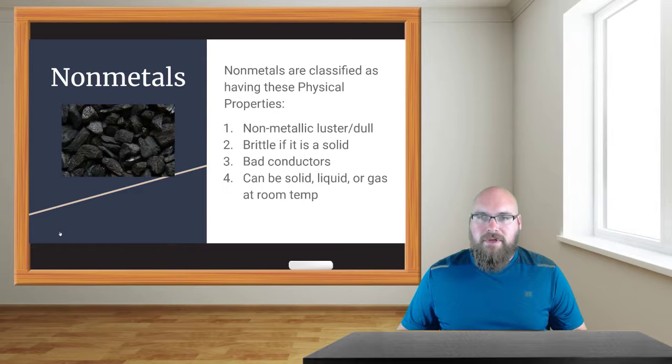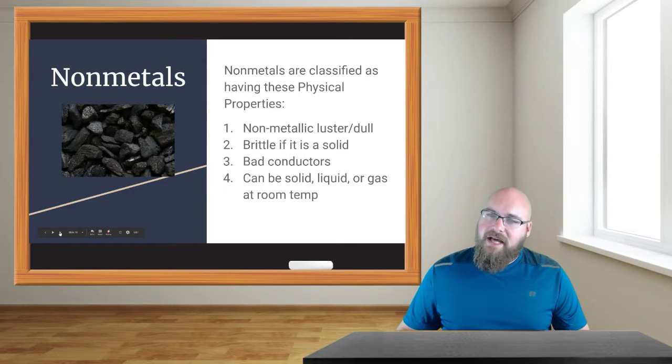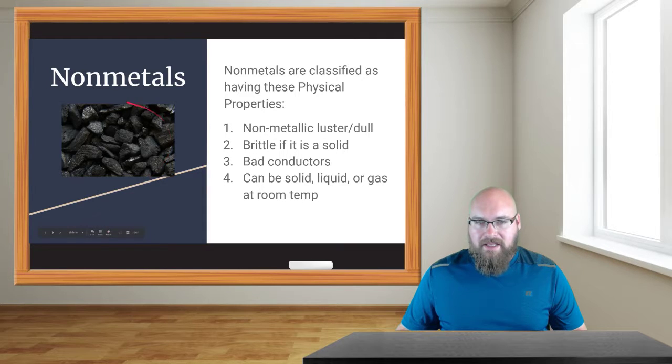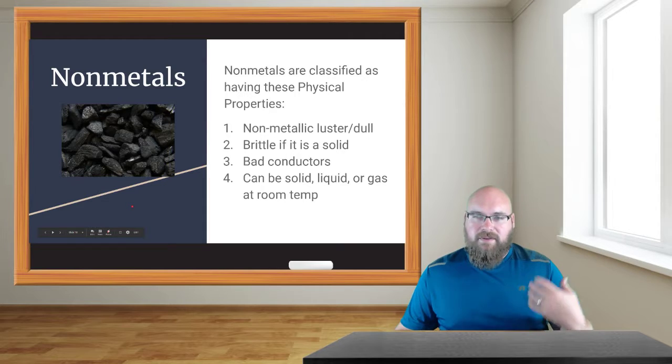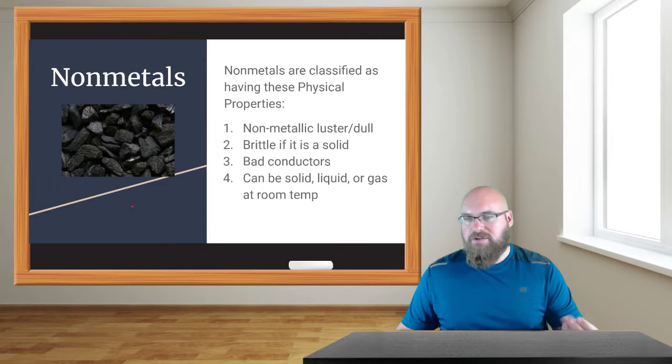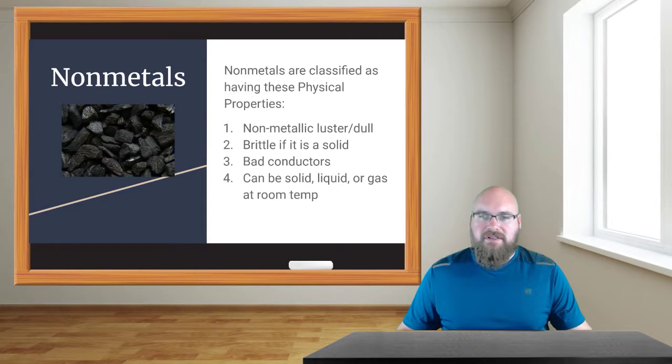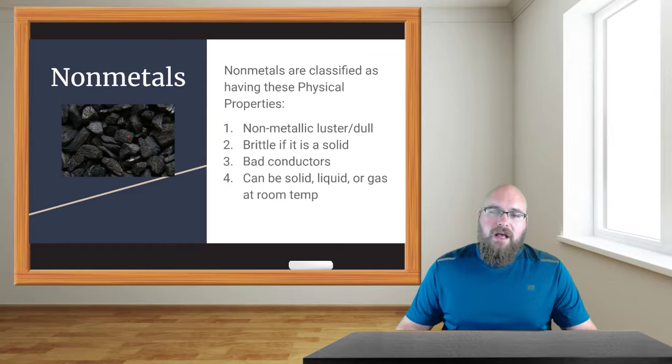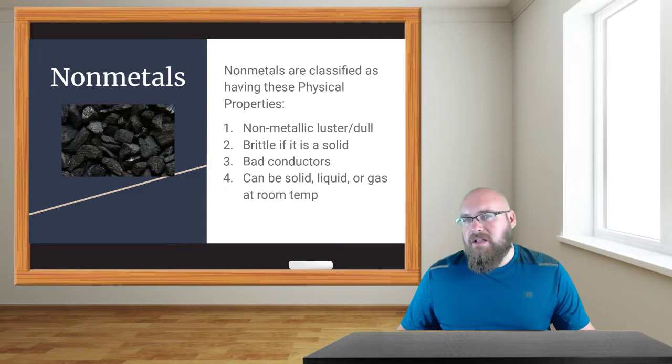Alright, as we keep going, non-metals can be classified as having a non-metallic luster. They're very dull, kind of like in the picture, this charcoal. They can be brittle if they're solid, so if they get hit with a hammer, they're going to break into a whole bunch of powdery pieces and smaller pieces. Also, they do not conduct heat and electricity very well at all. They're great insulators. And these can actually be found as solids, liquids, or even gases at room temperatures.